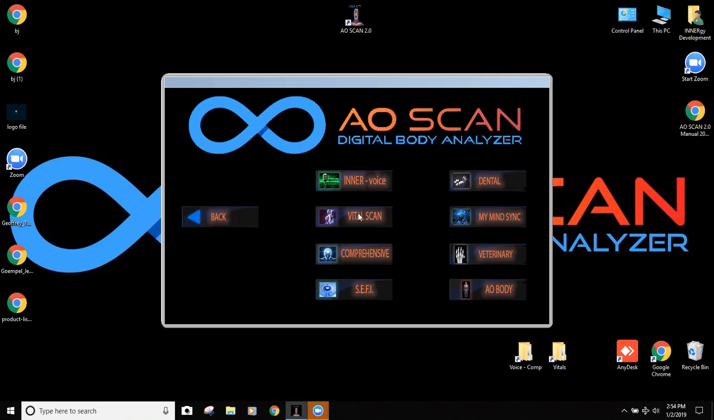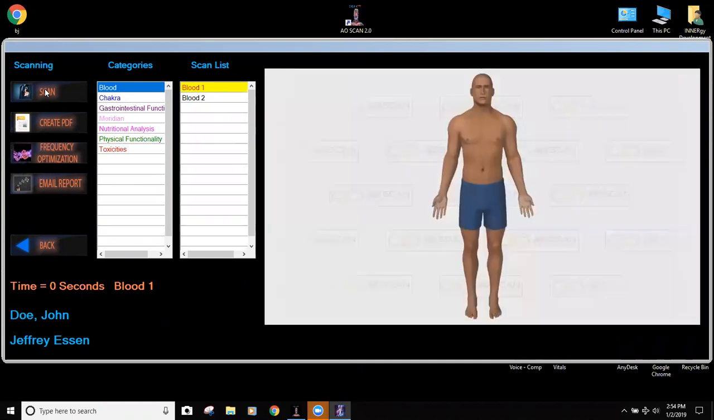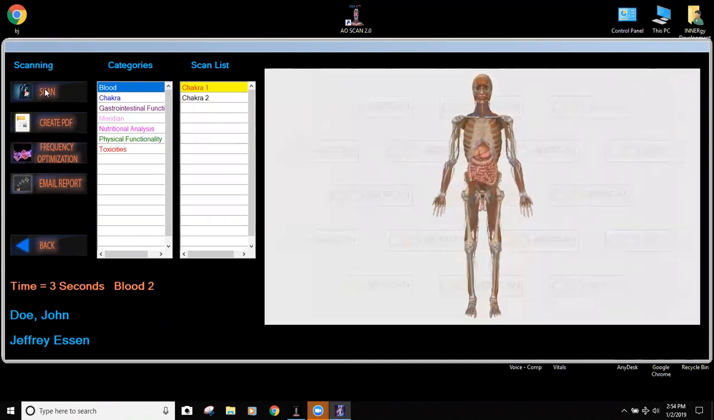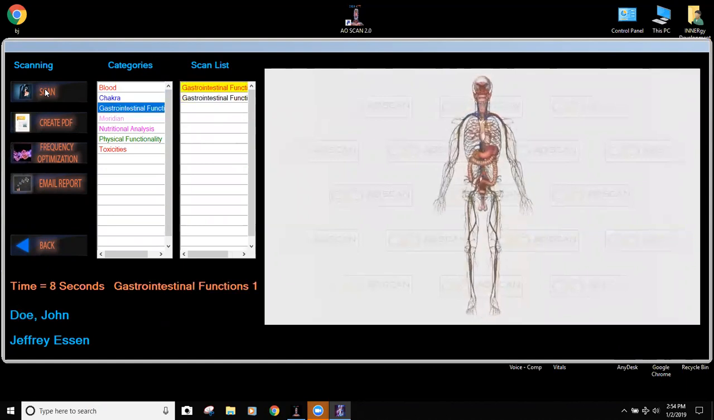Now we're going to go into the Vital Scan software here. Again, we have John Doe as the client, Jeffrey Essen is the technician. So we're just going to click on the scan button right away. Now, we're really not looking necessarily to do much other than do an original scan. This is our gathering of information.